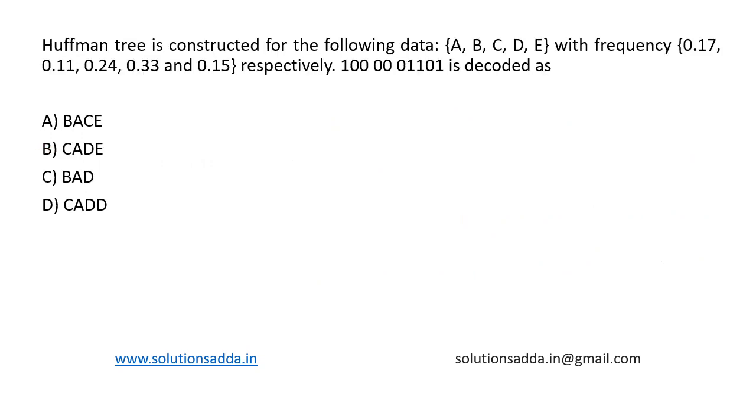This is a previous year ISRO question. A Huffman tree is constructed for the following data. For A, we have the frequency 0.17. For B, we have the frequency 0.11. For C, we have the frequency 0.24. For D, we have the frequency 0.33. And for E, we have the frequency 0.15. And we have to decode the data as follows.